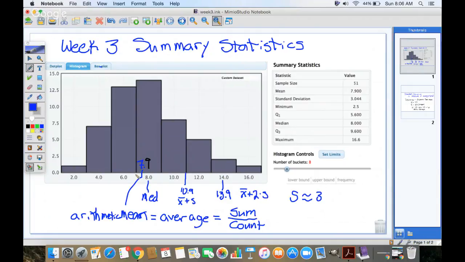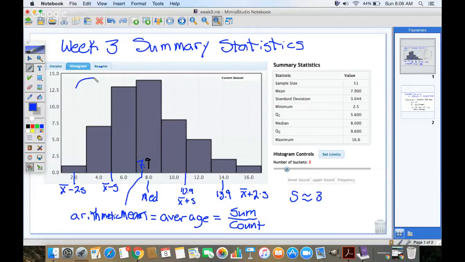Similarly, I could go the other way. So subtracting 3 from the mean, that's going to give me 4.9, which is about 5. And if I do that again, it's going to give me 1.9, which is about 2, right about here. So this would be X bar minus S and X bar minus 2S. So here I'm 2 standard deviations below the mean. Over here, I'm 2 standard deviations above the mean.